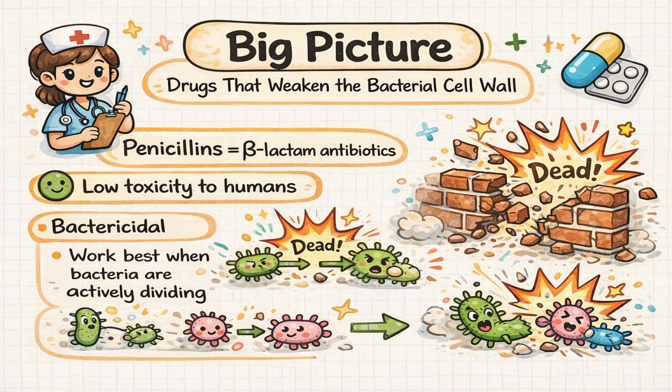Let's start with the big picture. Penicillins are bactericidal antibiotics, as mentioned earlier, meaning they kill the bacteria rather than just inhibiting growth. They have low toxicity to humans because we do not have cell walls. One key concept to remember is that penicillins work best when bacteria are actively dividing. So if bacteria are dormant, penicillins are much less effective.